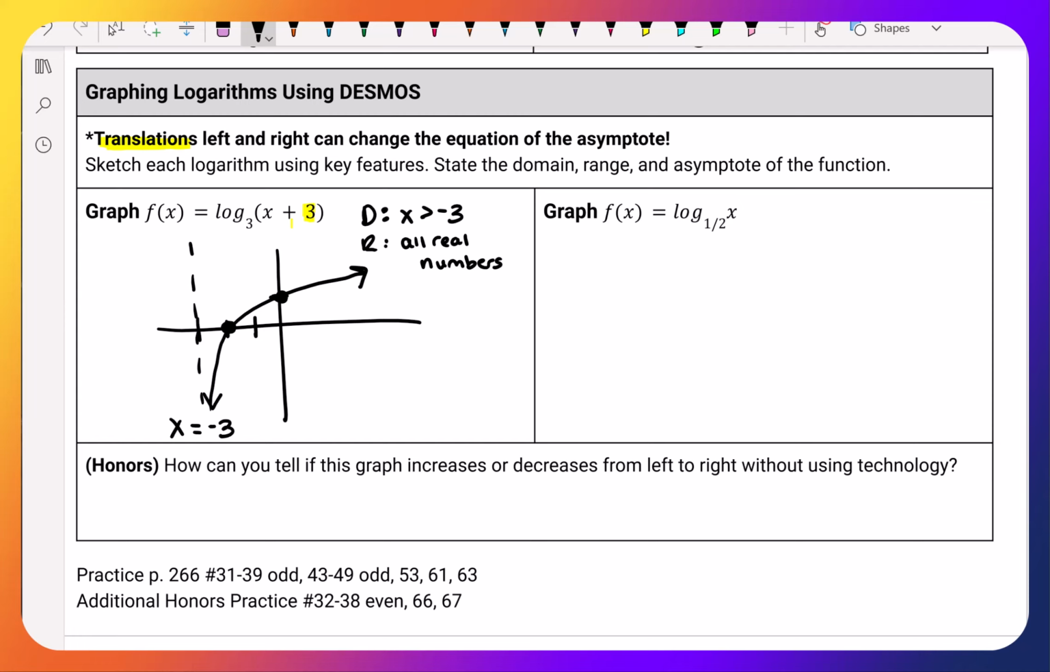All right, go ahead and pause the video. I want you to graph this one. Don't worry about the fraction. Desmos will work it out. Actually, wait, will Desmos work this one out? We're going to figure it out.